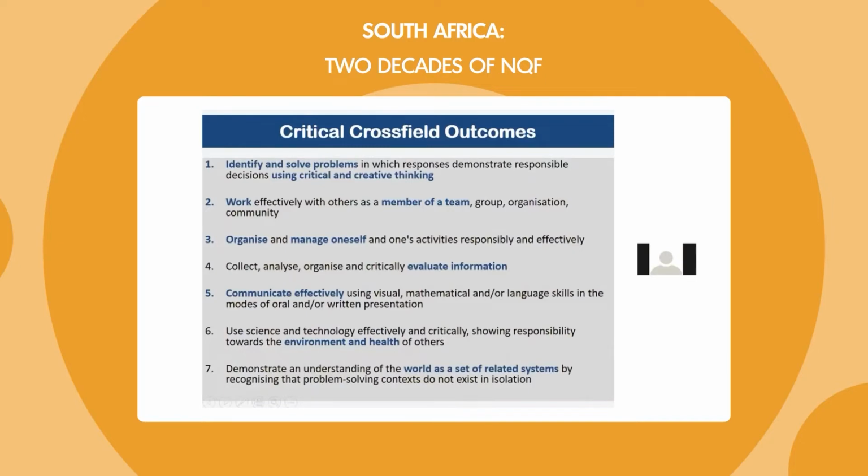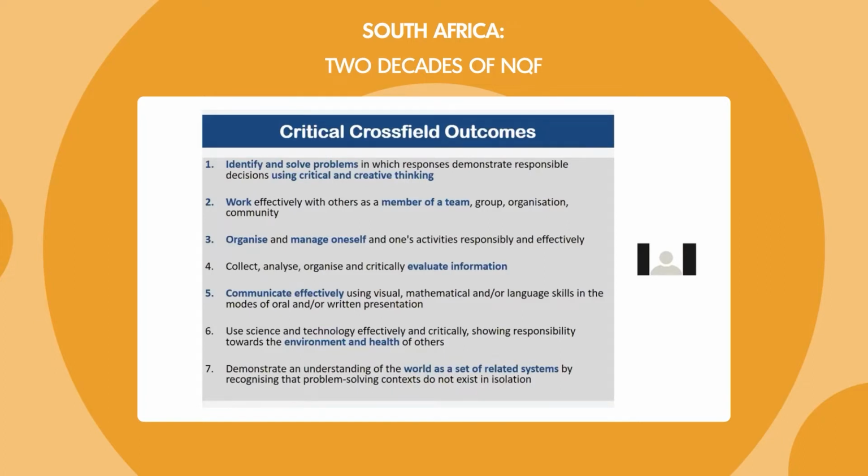So the critical crossfield outcomes, this is a characteristic of the learning outcomes. Now these critical crossfield outcomes are embedded in the level descriptors. And I don't want to read through every one, but I'll just highlight the key points. So we've got 7 critical crossfield outcomes, general ones. So it's identify and solve problems using critical and creative thinking, work as a member of a team, organize and manage oneself, evaluate information, communicate effectively.